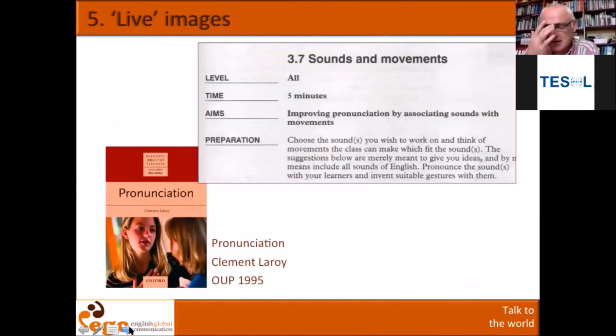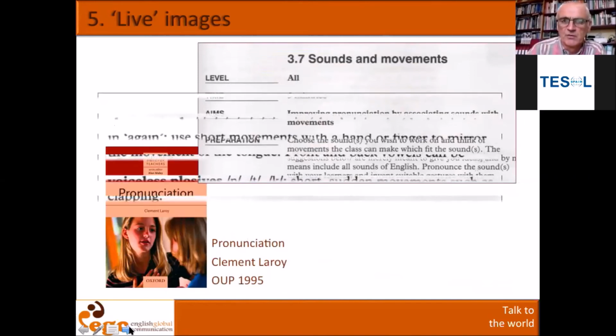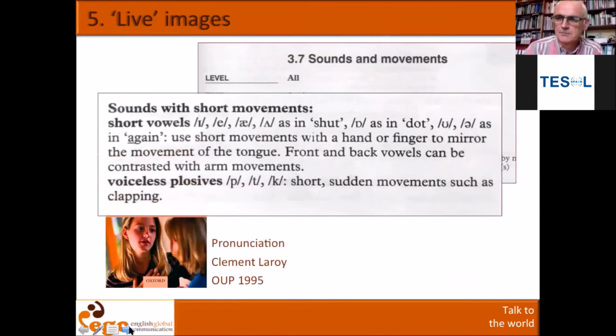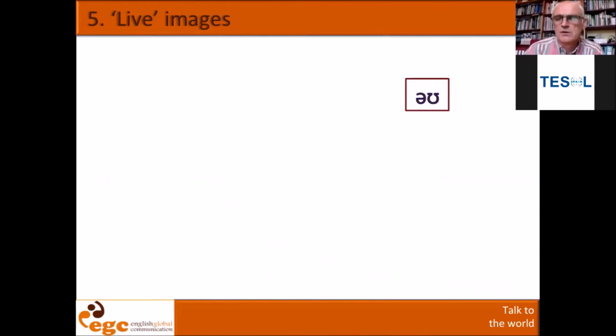And again, live images, your movements in class. Once again, Clement Laroy suggesting we associate sounds with specific movements. He gives some pretty clear indicators here. I have my own movements. I mentioned earlier the finger thumb thing. If I want to show the shortness of a short vowel, then I do a chopping movement with my hands close together to indicate short, and this chopping action gets them to shut off the short vowel. If I want a long vowel, I pull as if I'm pulling an elastic band. These are the sort of movements I'm doing.